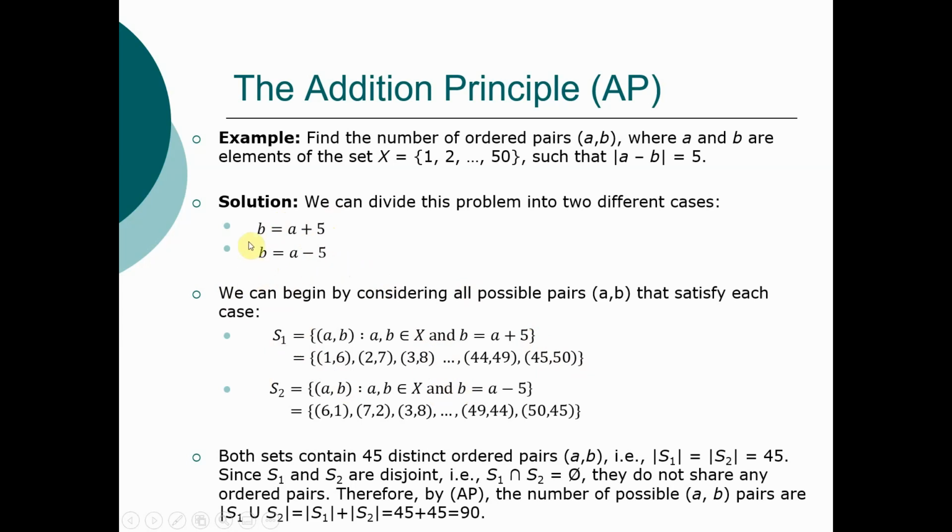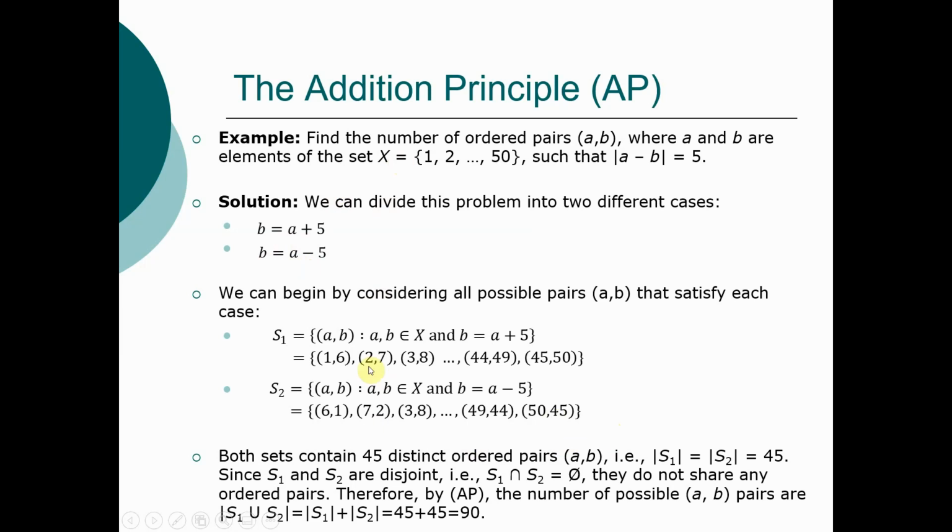Set 2 are the pairs that satisfy the second condition. Okay, in this case, A can be any integer between positive 6 all the way to positive 50. It cannot be anything smaller than 6, because if A is less than 6, then B cannot be in the set X, and of course it cannot be bigger than 50 because A should be chosen from set X. So again, for any value of A, you can find B, which is also going to be in set X.